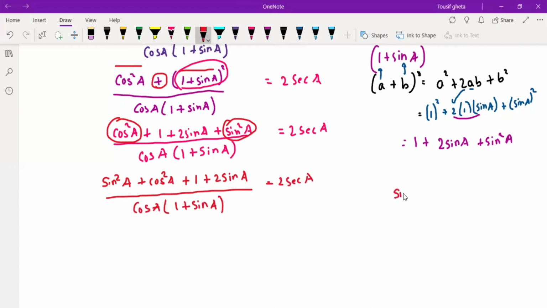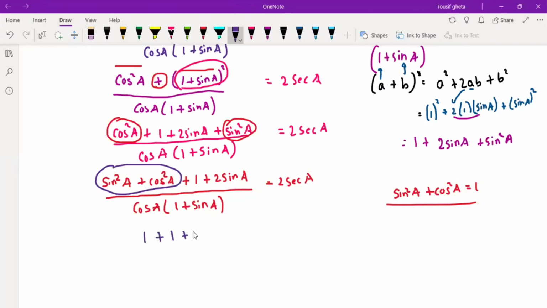That is sine square a plus cos square a formula. What is its value? It is equal to 1. Yeah, we could have written it directly, just by representing this formula beside. But yeah, I'm just extending your solution for your better understanding. Okay, so let us substitute in the place of sine square a plus cos square a, what? 1 plus 1 plus 2 sine.